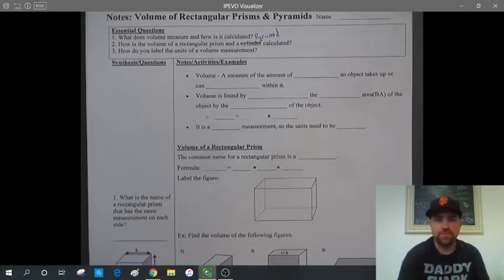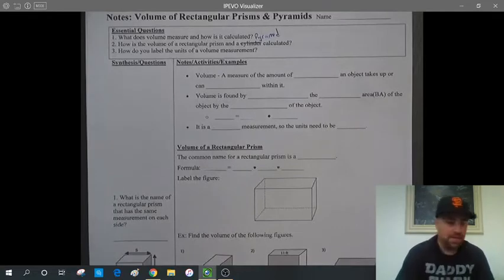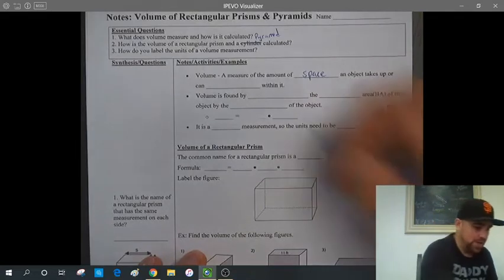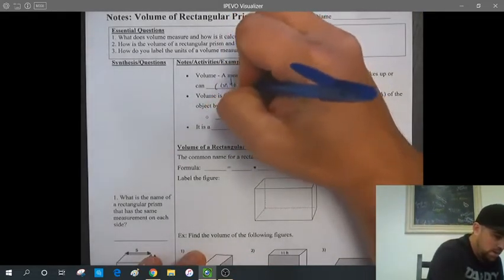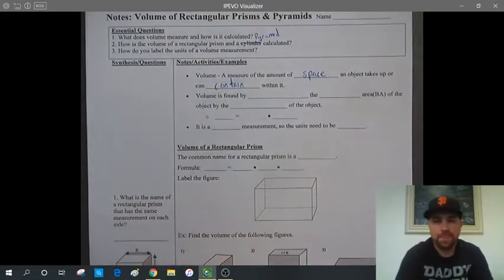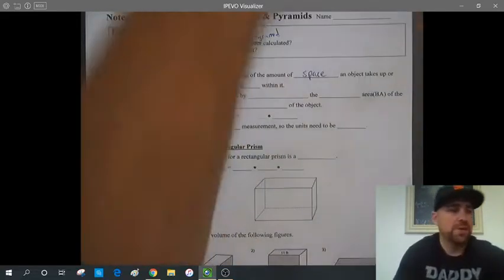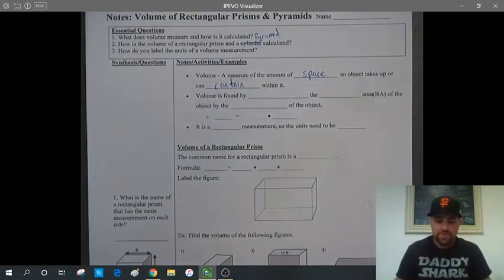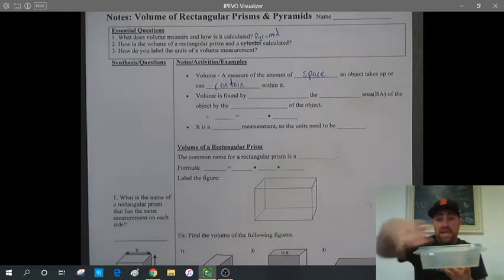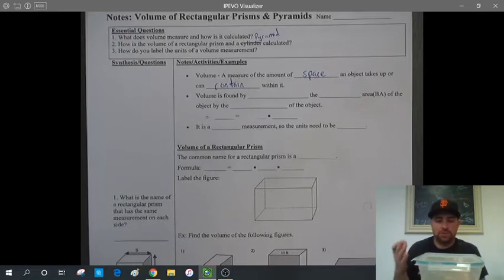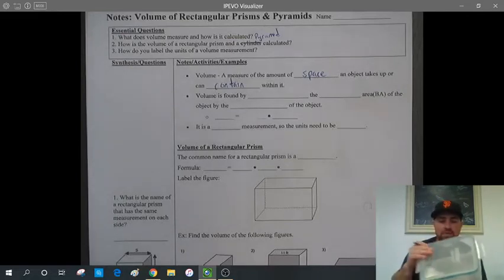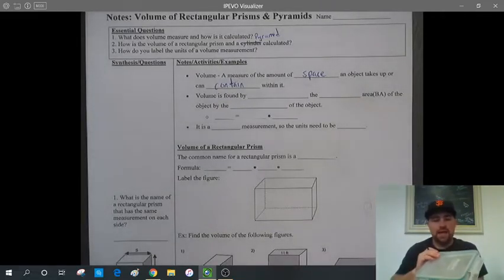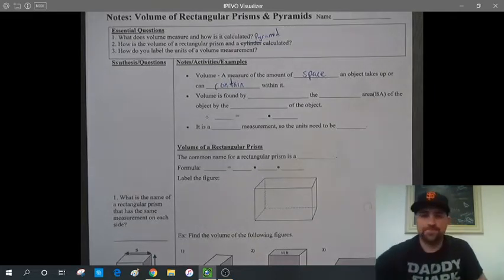Okay, so starting things off here. Volume is a measure of the amount of space an object takes up or can contain within it. Okay, so now we're talking about a three-dimensional measurement, right? So here's a container, little Tupperware, and so the volume of the container can be thought of in two ways. It's taking up some space in the room right now, and so that's three-dimensional space that it could be taking up. Also, I can think about volume as how much space it has within it. So I could find the volume of this container to see how much it could contain within it.